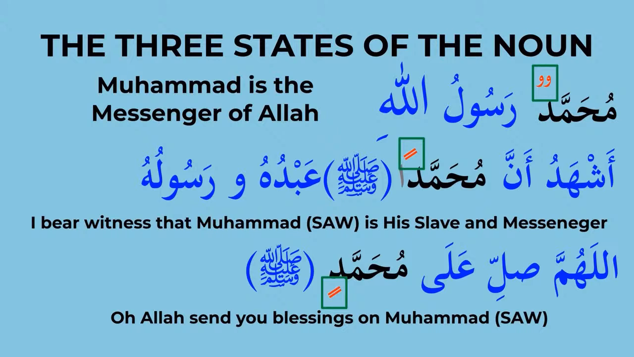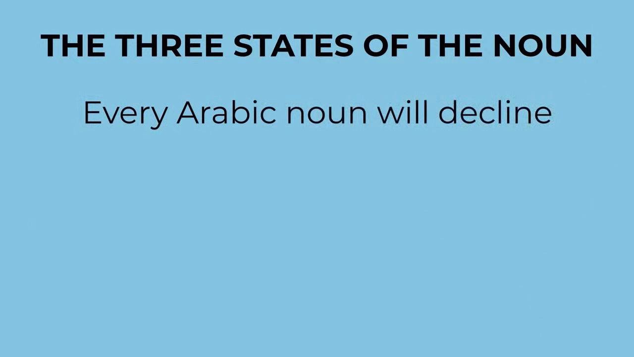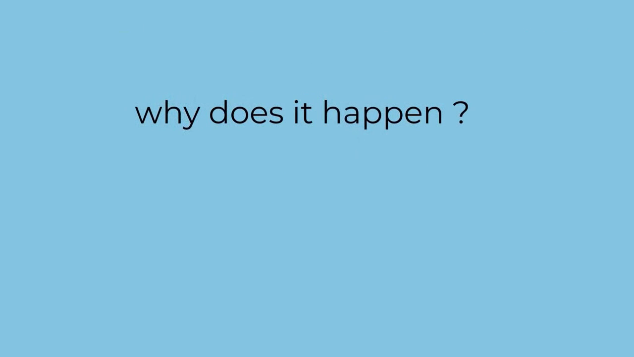Okay, brothers and sisters? So what is this, brother? Only the ending. Dun. And what is this? Dan. And what is this? Din. Say it again loudly. Dun. Dan. Din. These are the 3 declensions. Every Arabic noun will decline. Sometimes you will see it, and sometimes you won't, but we are going to learn everything. And why it happens, brothers and sisters? This is what we are going to learn.